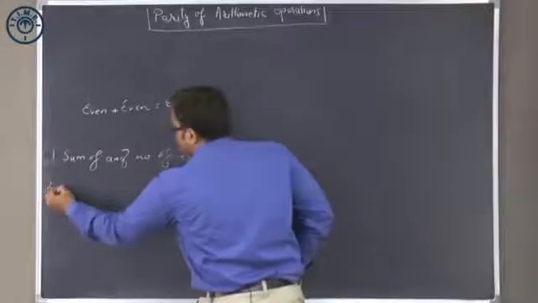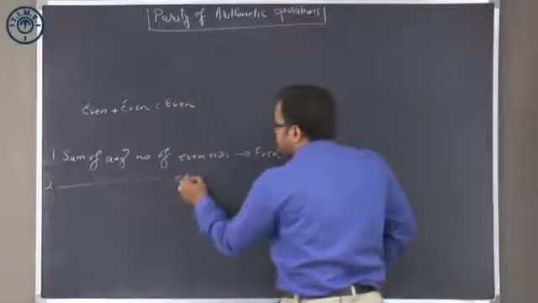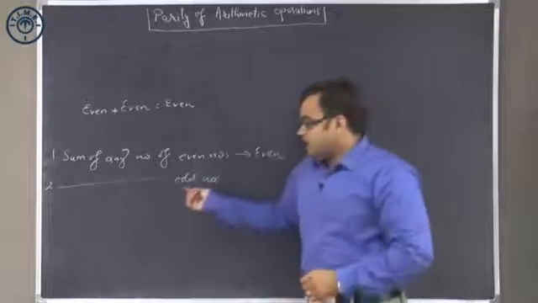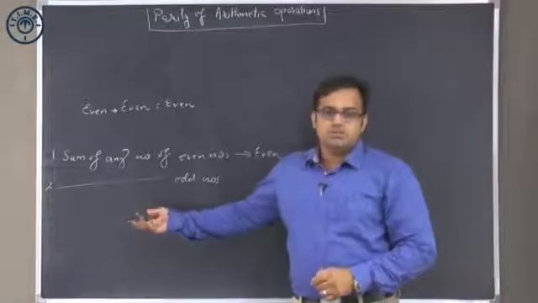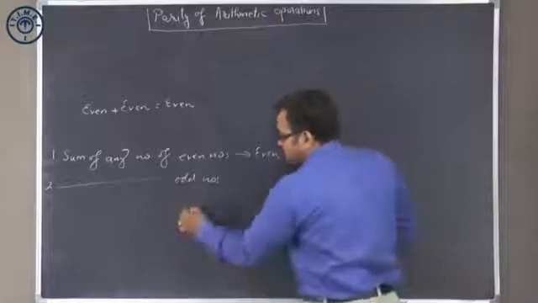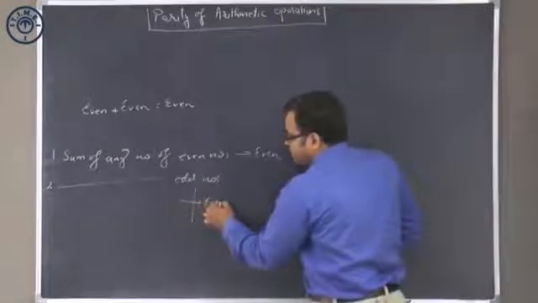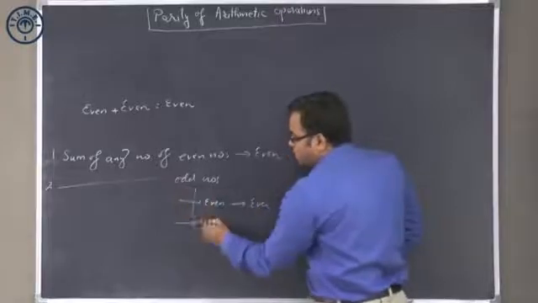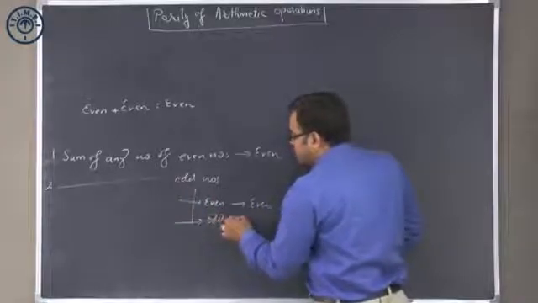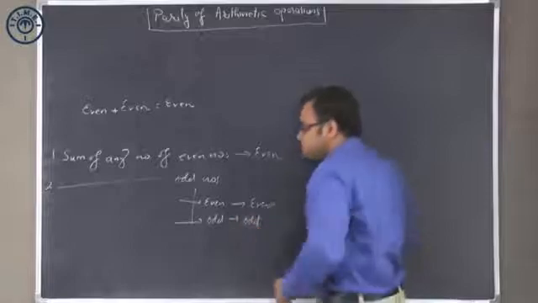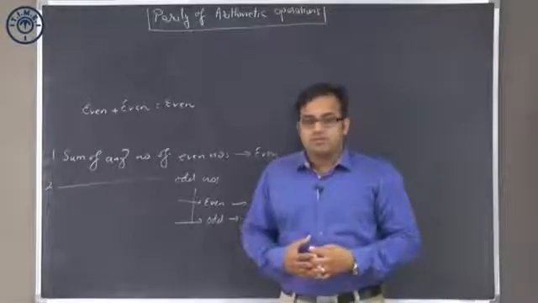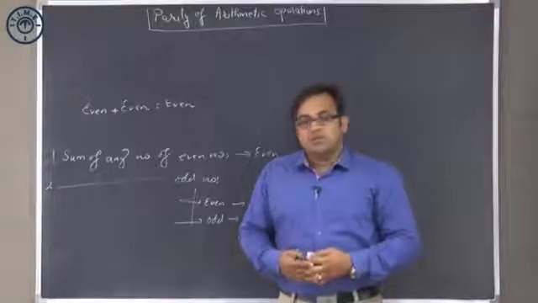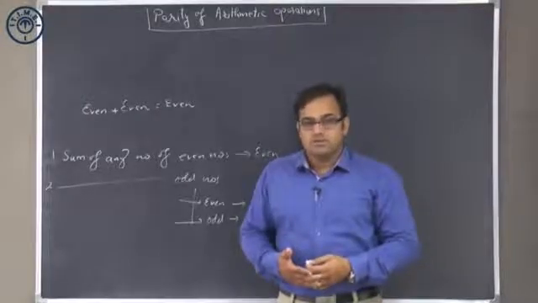As far as the sum of any number of odd numbers is concerned, there are two possibilities now. In case I am adding an even number of odd numbers, that will be even. If the total number of odd numbers that we are looking at is odd, then it will be odd. So the sum of any number of even numbers is even, the sum of an odd number of odd numbers is odd, the sum of an even number of odd numbers would be even.